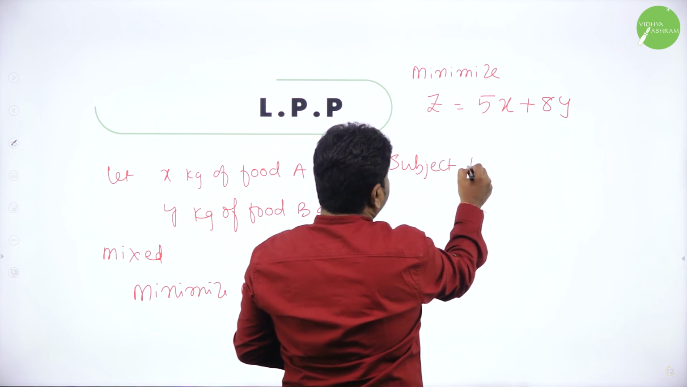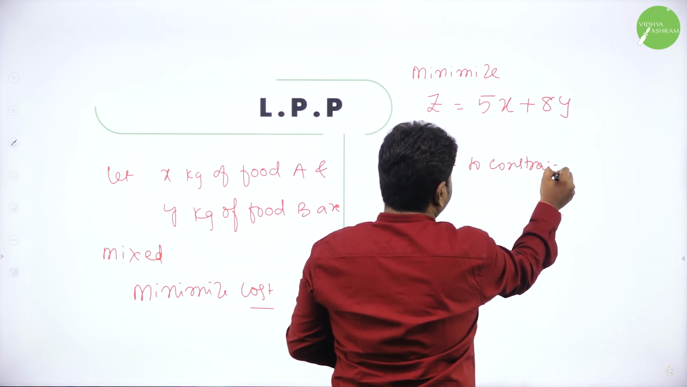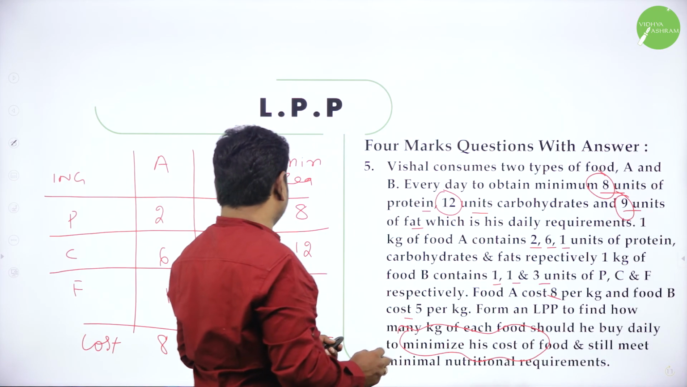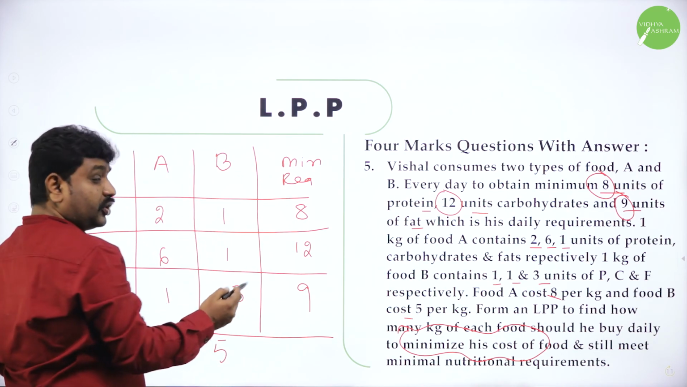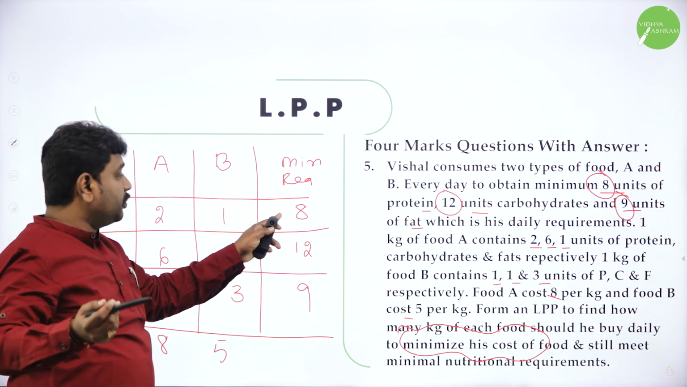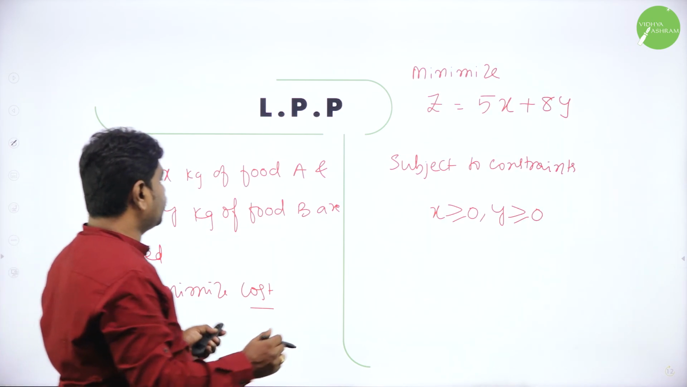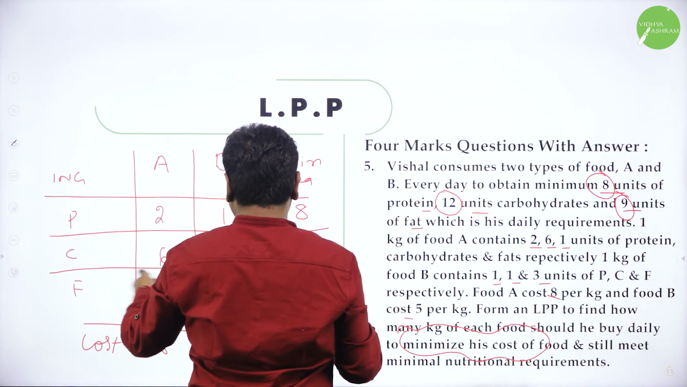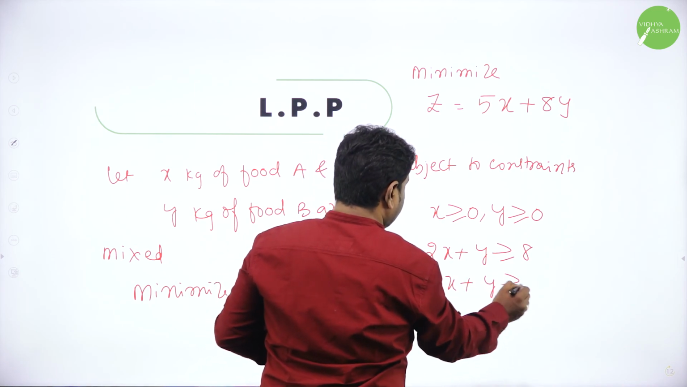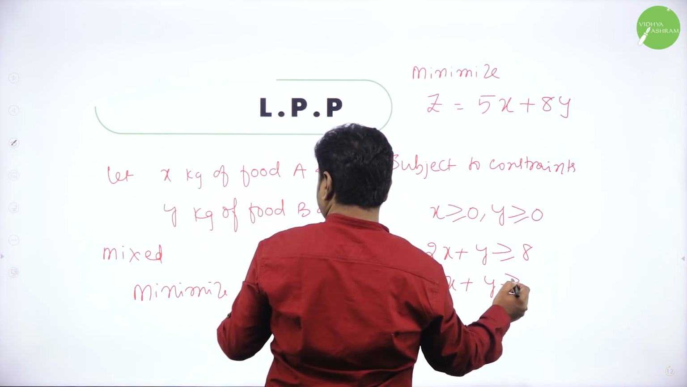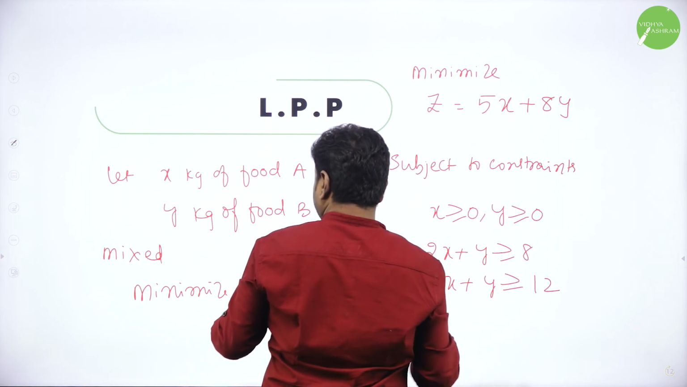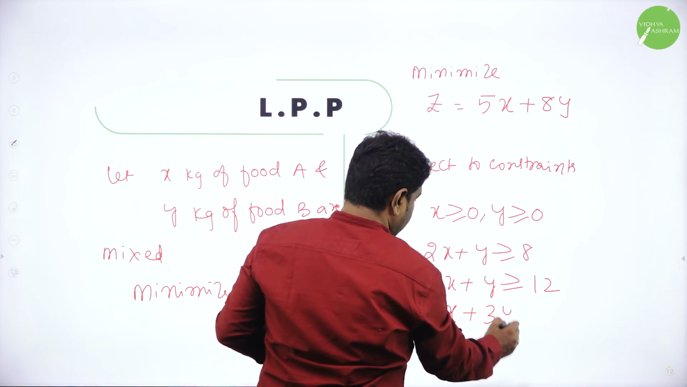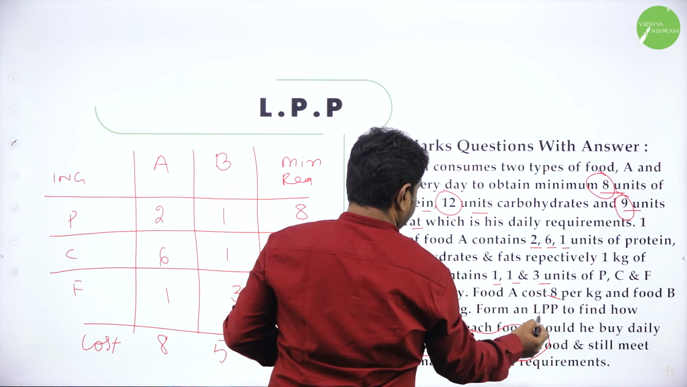Subject to constraints, what are the constraints? x greater than or equal to 0, y greater than or equal to 0. And the other thing is minimum requirement. After you mix the foods, minimum means this much or more than this. Minimum protein is 8 units, 8 or more than 8. So 2x plus y greater than or equal to 8. And carbohydrate 6x plus 1y greater than or equal to 12. And fat is 1x plus 3y greater than or equal to 9.